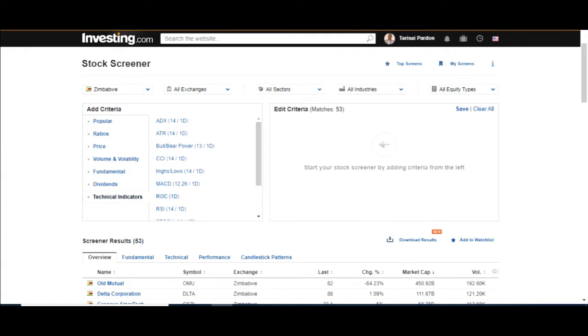Before I pick any of these criteria to sift my counters, you can see that on top I have 53 matches under the edit criteria tab. So as I apply my methodology, this will reduce the number of matches appearing here. And for that, my first choice will be the RSI.